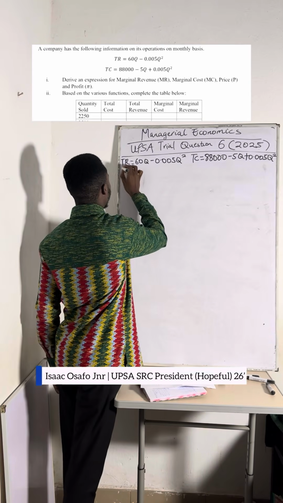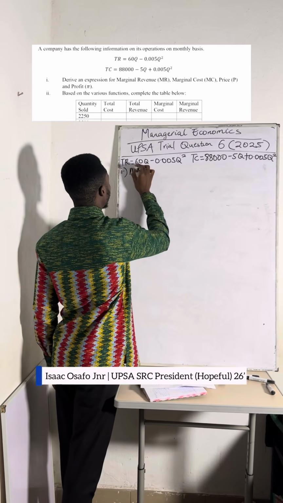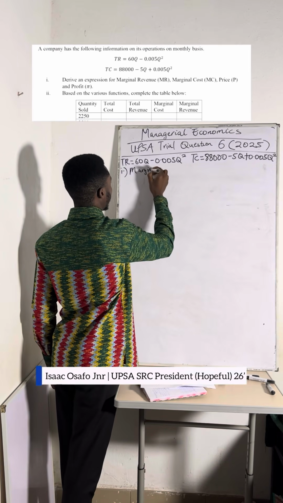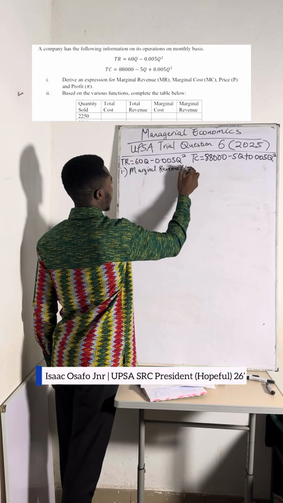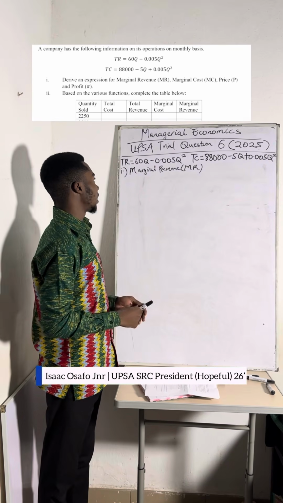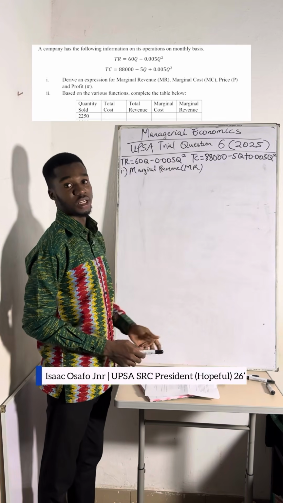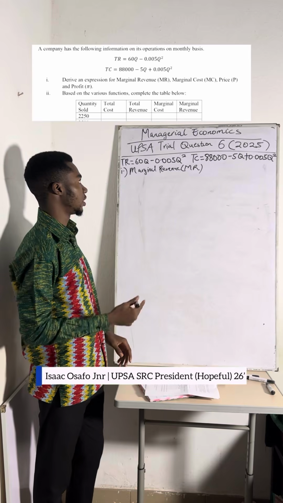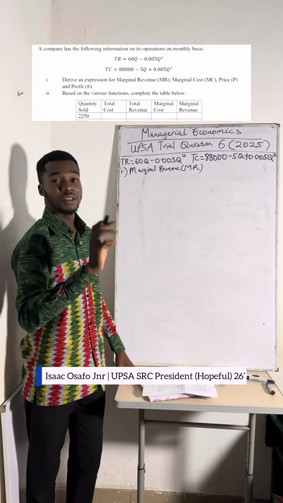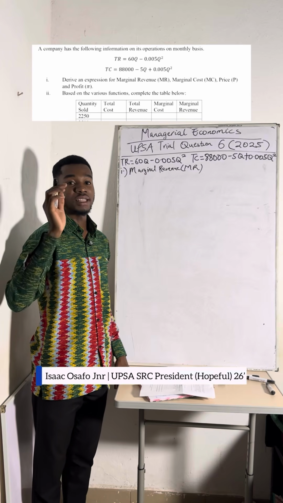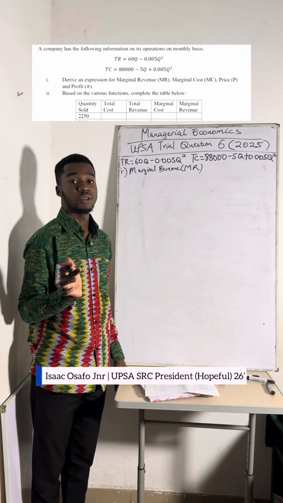So we should derive an expression for marginal. Let's start with marginal revenue, which is the same as MR. So now they've asked us to find the marginal revenue, but they've already given us the total revenue function. Do you get it? So since they're asking us for the marginal revenue function, the only thing you have to do is to differentiate the total revenue function. So put it in your head, once they're giving you the total revenue function and they're asking you for the marginal revenue function, you just need to differentiate the total revenue function. That's all. Do you get it?